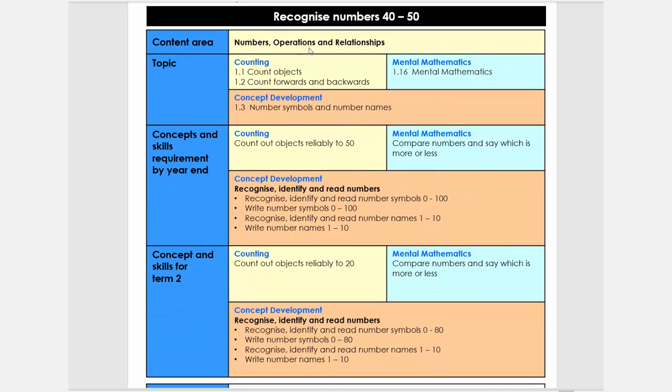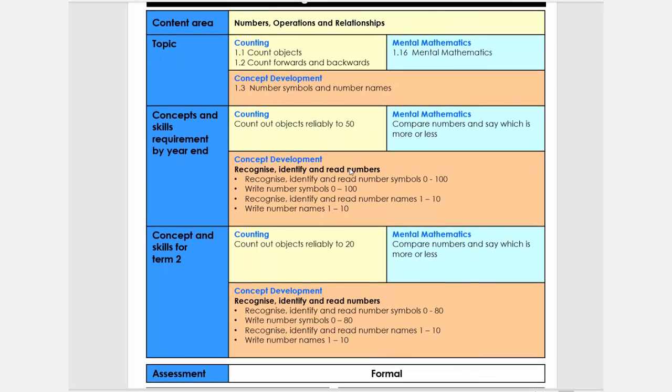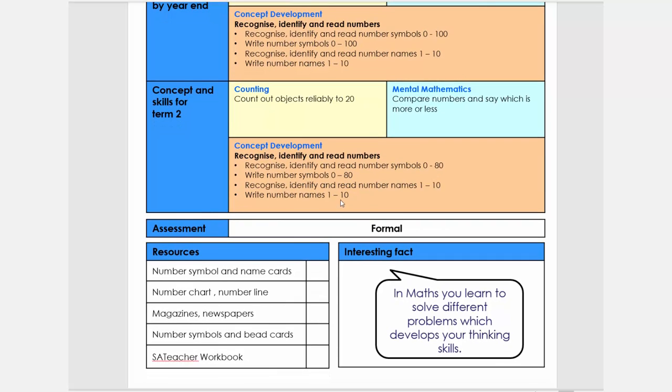Then what we're going to do is look at the CAPS link. You can pause and have a look at this. And then we're going to look at the resources so you can plan and prepare for that. And today we just have an interesting fact. Remember, interesting facts are always there so we can create a love for mathematics.